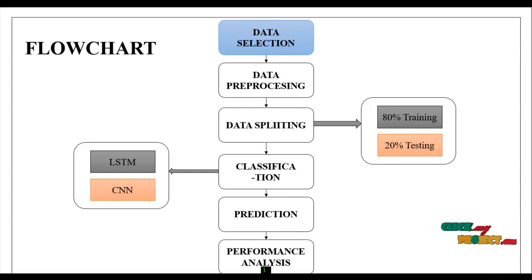For performance analysis we calculate accuracy, precision, recall, F1 score, confusion matrix, and then the accuracy curve and loss curve. After that comes the prediction model. So this is the overall performance analysis of this process.